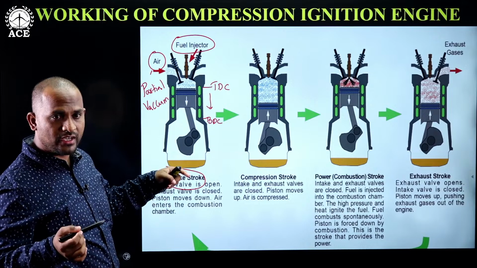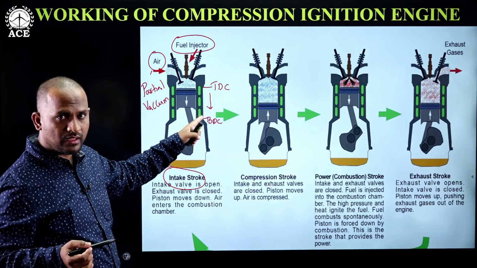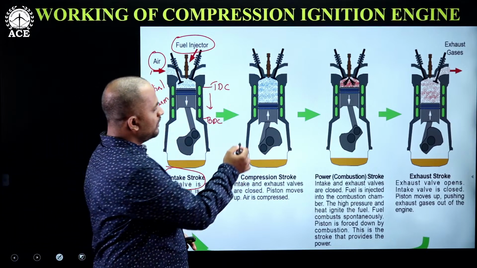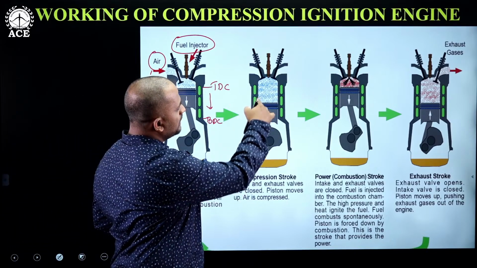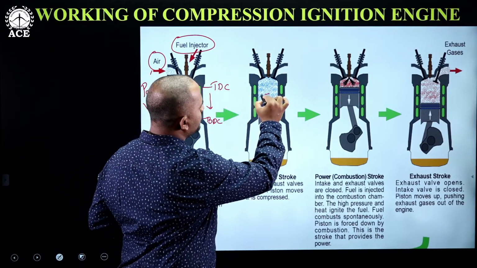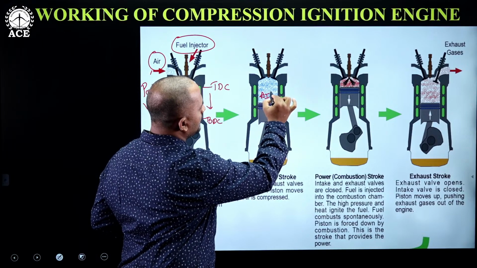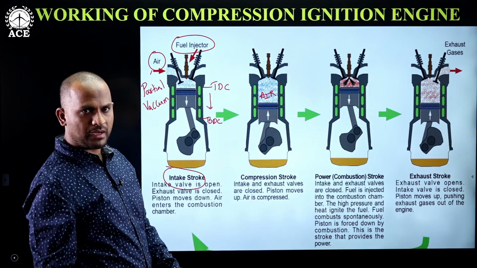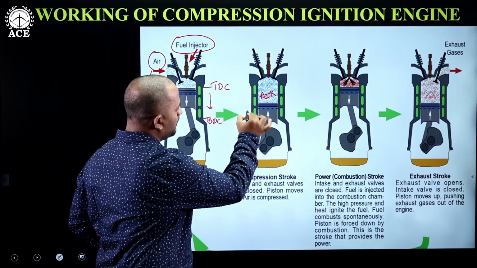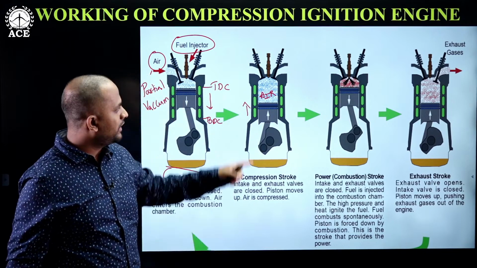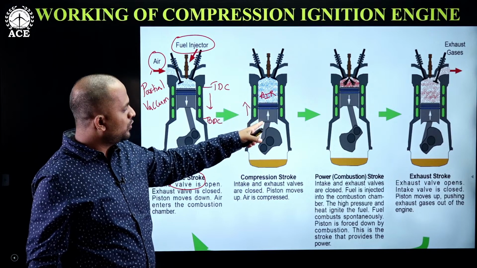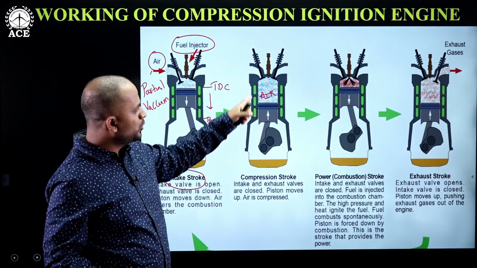Until which end? When the piston reaches BDC, the inlet valve will be closed, and the entire cylinder is filled with the air particles. Now at this point, the piston again starts to move from BDC to TDC. In that condition, the inlet valve and exhaust valve are both closed. Now the piston is moving from BDC to TDC.